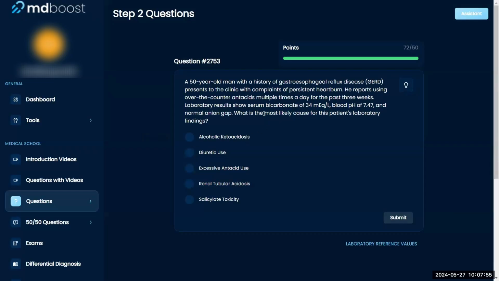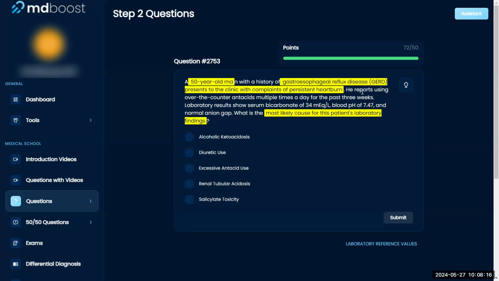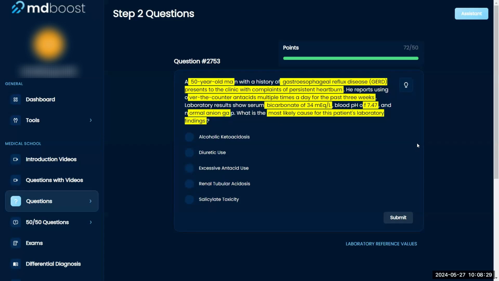Okay, what is the most likely cause for this patient's laboratory findings? Alcoholic ketoacidosis, diuretic, antacid, renal tubular acidosis, or salicylate toxicity. So 50-year-old man with a history of GERD presents to the clinic with complaints of persistent heartburn. He reports using over-the-counter antacids multiple times a day for the past 3 weeks. Laboratory results show serum bicarb of 34, blood pH of 7.47, and a normal anion gap. What is the most likely cause?